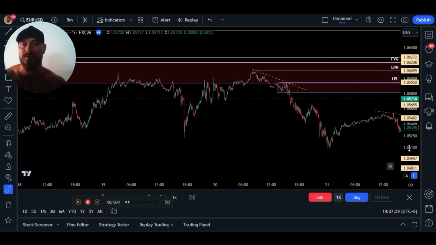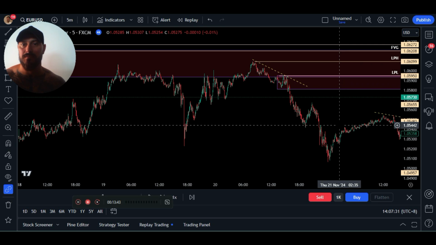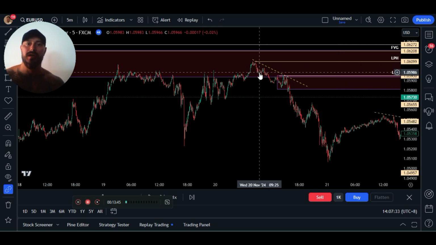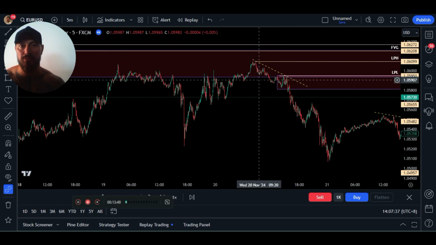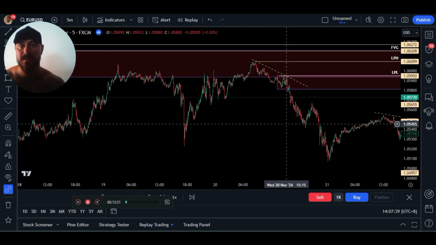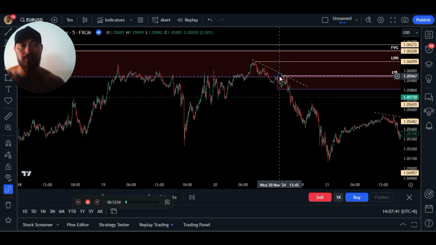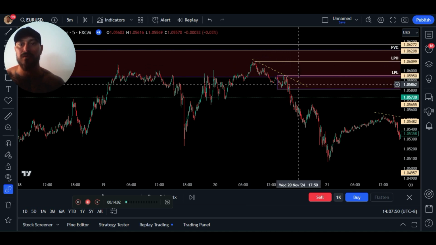Now on Euro USD, same situation. I'm trading on Friday, and here we have an aggressive push down, and we have manipulation. We had our push down and consecutively lower highs. We have a LPL, low pull on liquidity, high pull on liquidity. Fair value gap was up here, and our order block is up here. So this whole zone I have marked out, and I'm looking for rejections.